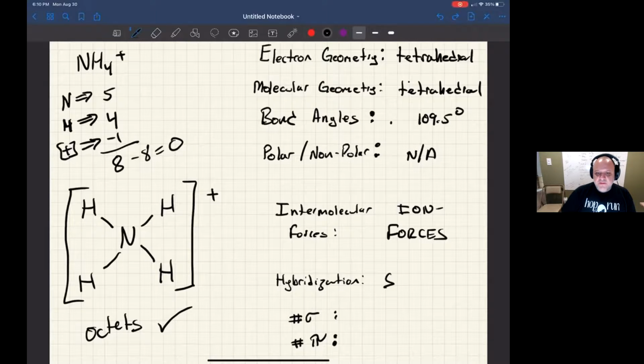Because the electron geometry is tetrahedral, I can predict that the hybridization is sp3. And with 4 bonds to hydrogen only, single bonds, I can predict 4 sigma bonds, and no double bonds, no triple bonds means no pi bonds. Okay, that's the ammonium ion.